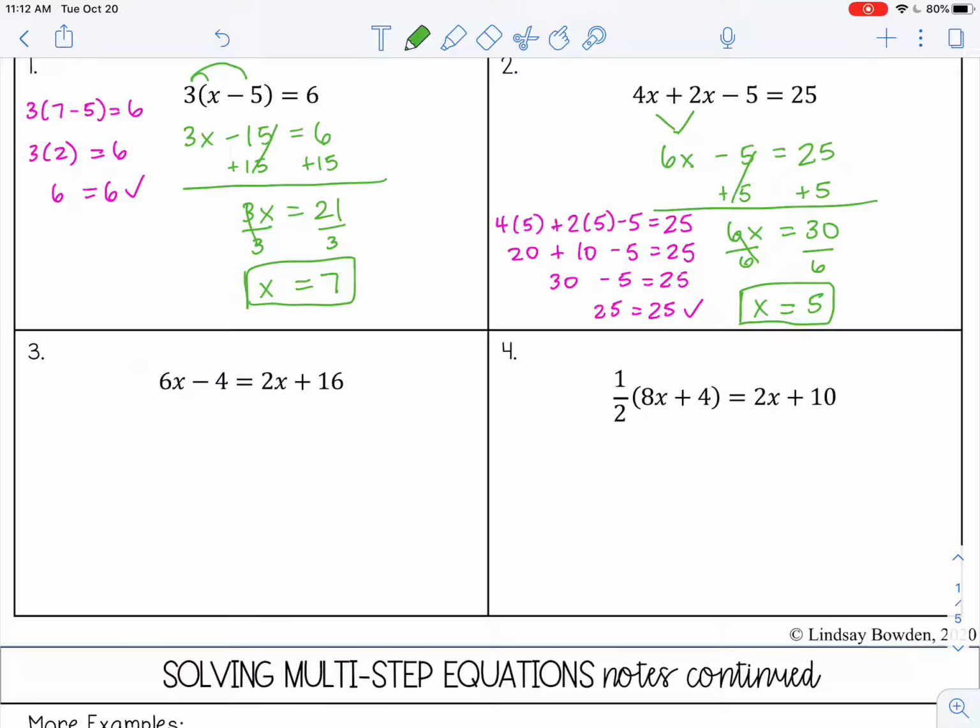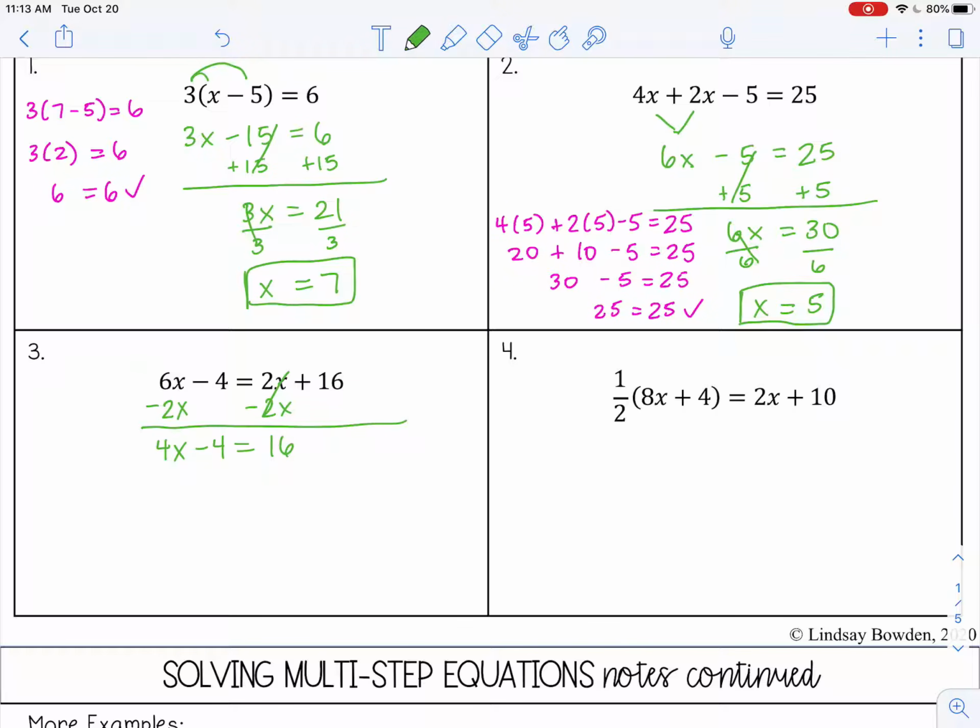So I'm going to move this 2x to the other side. It's a positive 2x, so I'm going to do the inverse and subtract 2x. So 2x minus 2x, that's 0. 6x minus 2x is 4x. And then I'm going to bring everything else down. Don't forget that equal sign.